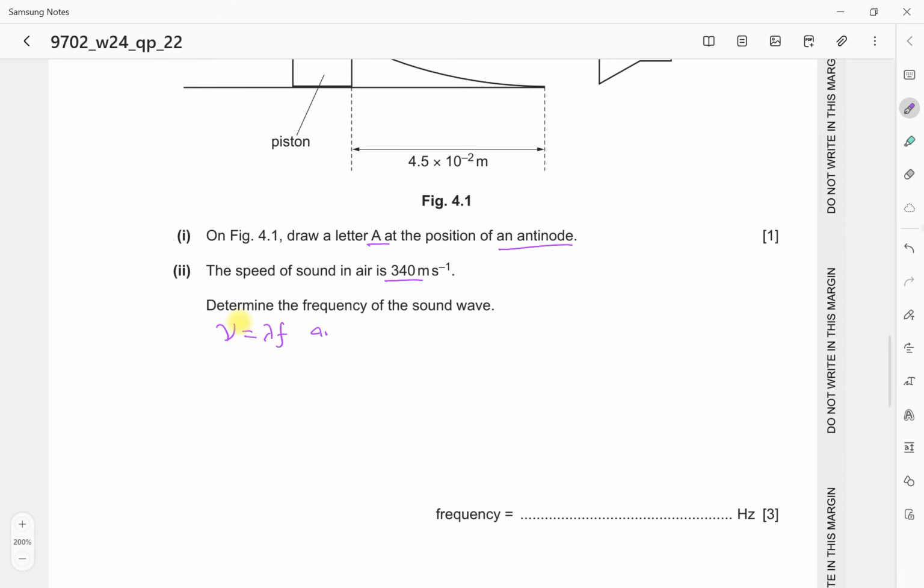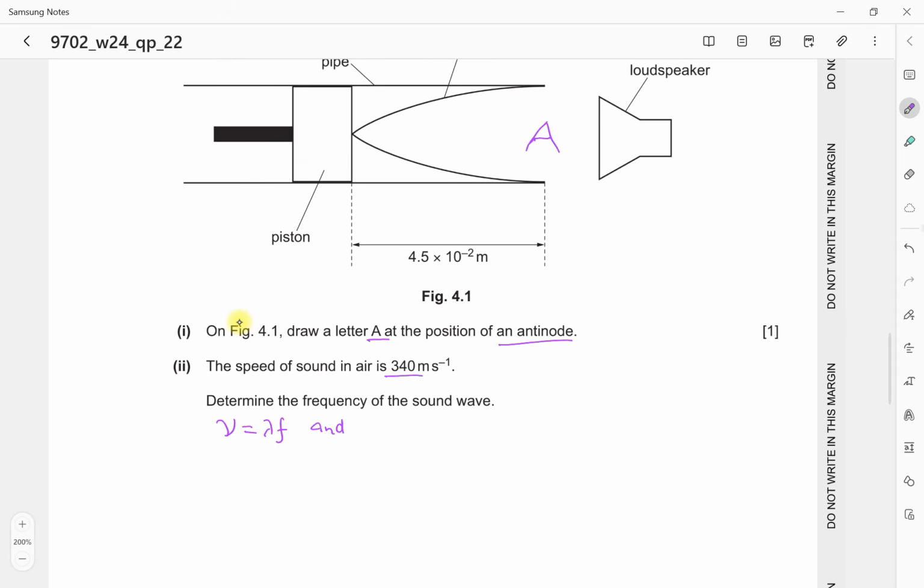And of course, for the fundamental mode, this is a quarter of a cycle. It is something like this. We have just taken a quarter. This is a quarter of a cycle that has been shown there. So it is a quarter of a wavelength. The length given is a quarter of a wavelength, so that means the wavelength is going to be 4 times L. So the wavelength is going to be equal to 4 times the length, which is 4.5 times 10 to the power of minus 2.